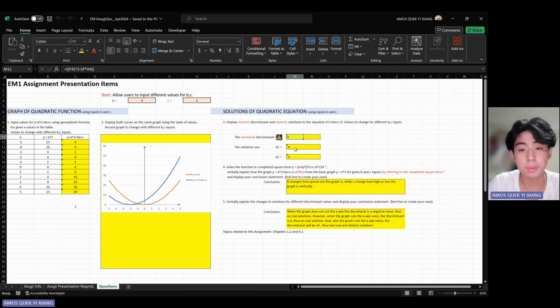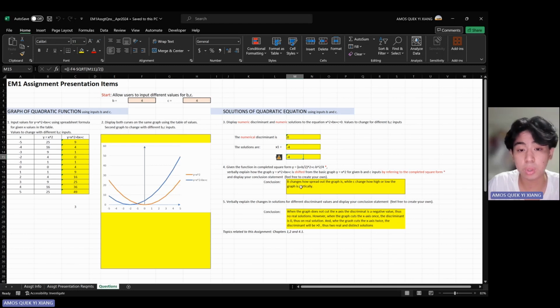It's an Excel formula. And for the solutions, I use the general formula, minus b plus minus square root of b squared minus 4ac, over 2a. And for the discriminant, I just use the cell value and sub it into the formula. So as you can see up here, for the solution x1, I use plus square root of the discriminant. Then for the x2 value, I use minus square root of the discriminant.